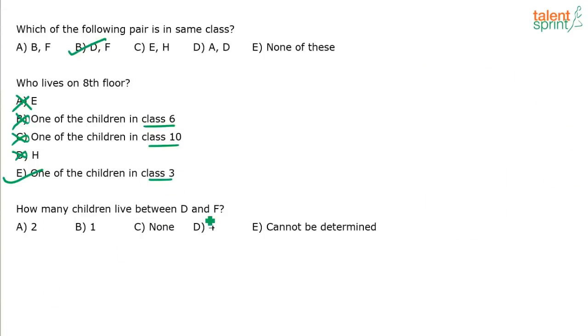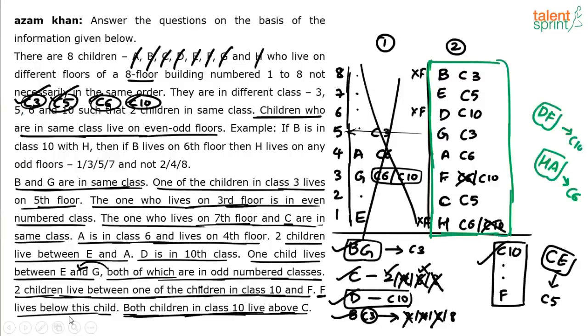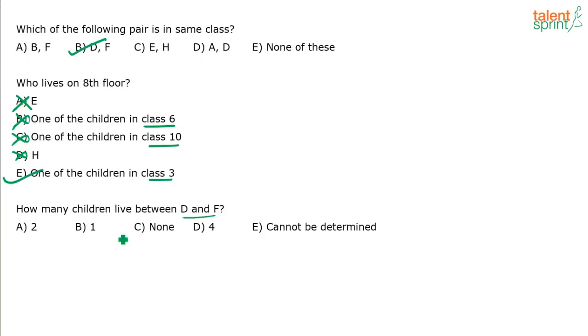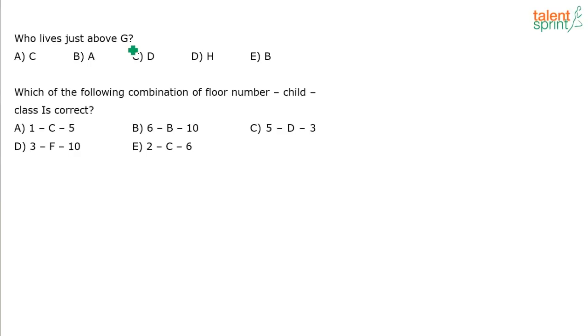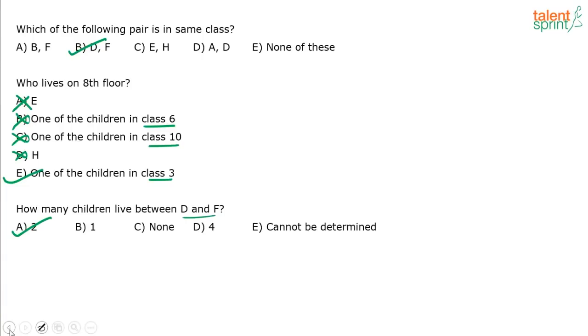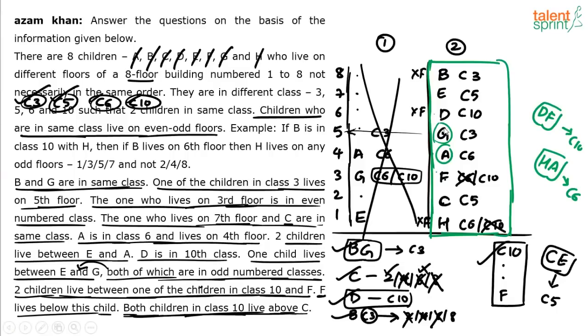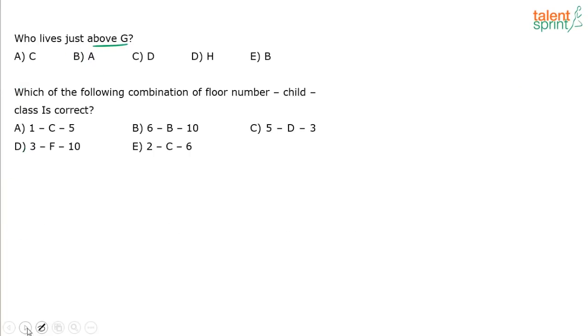How many children live between D and F? D is here and F is here. G and A. These are the 2 children between D and F. So 2 should be the answer. Option A. Who lives just above G? Just above G is D, who's in class 10.